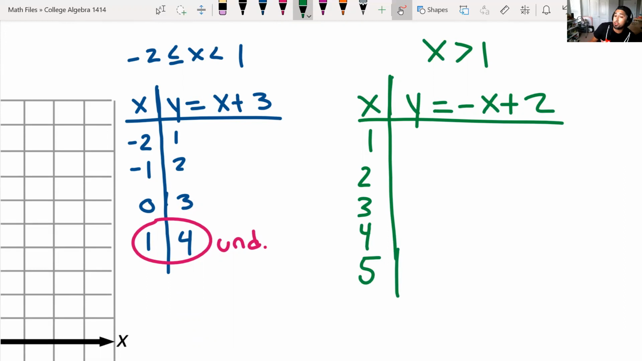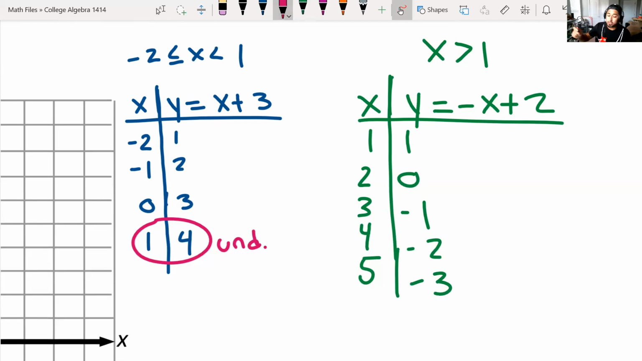And if you're wondering how many numbers should you choose, sure, 3 points make a line, but having 5 points is just more official. Having more points, 10 points, 20 points is definitely more official, but I would say at least try to get 5 points. Okay, now plug these numbers into negative x plus 2. So negative 1 plus 2 is just 1, 0, negative 1, negative 2, negative 3.